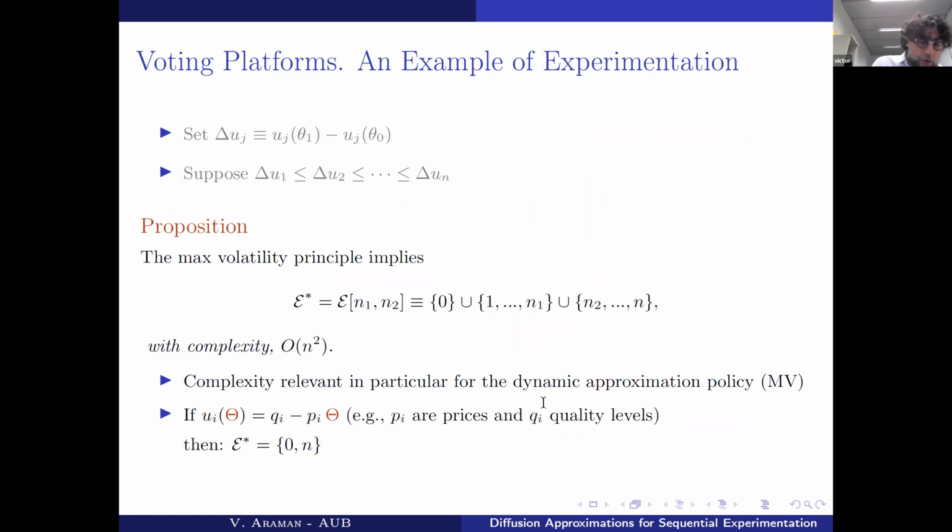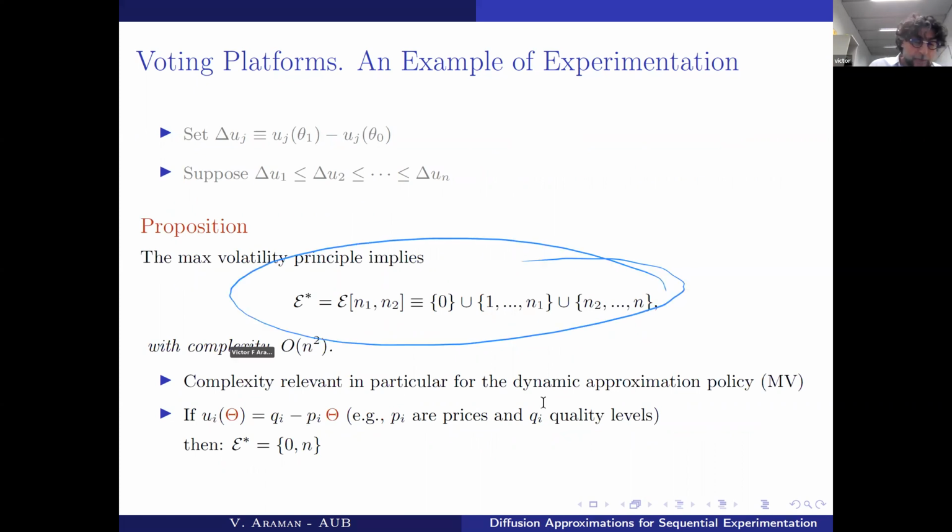And so we can show that the optimal experiment is actually the solution of an optimization problem that is tractable, and that's important in particular in the dynamic setup because, as I said, in the maximum volatility approximation, we need to do this optimization a lot of times. So it would be nice to know that this approximation is actually tractable.